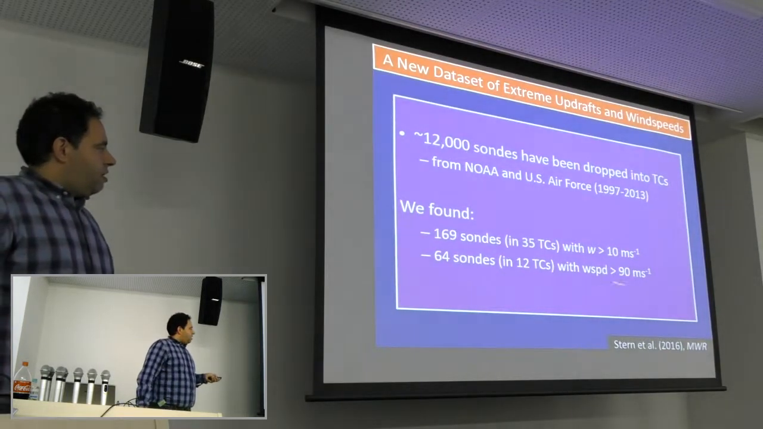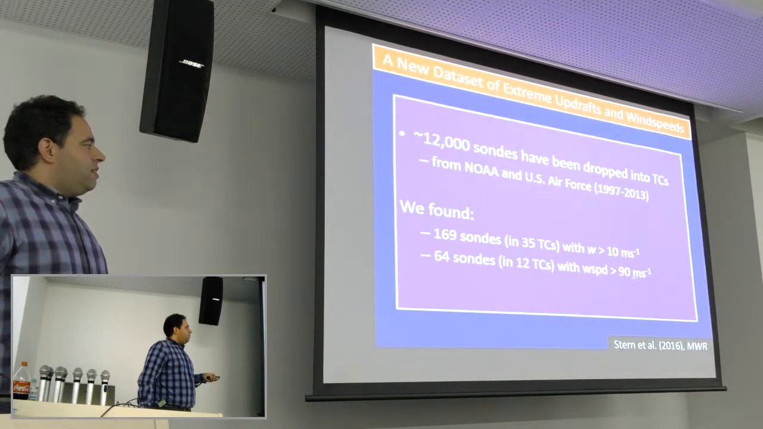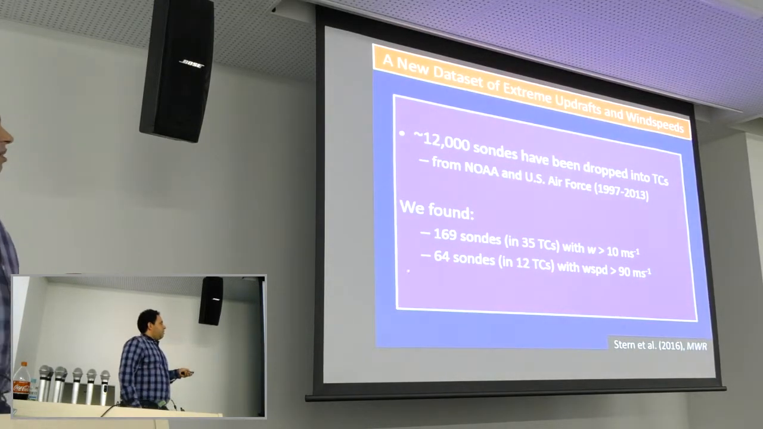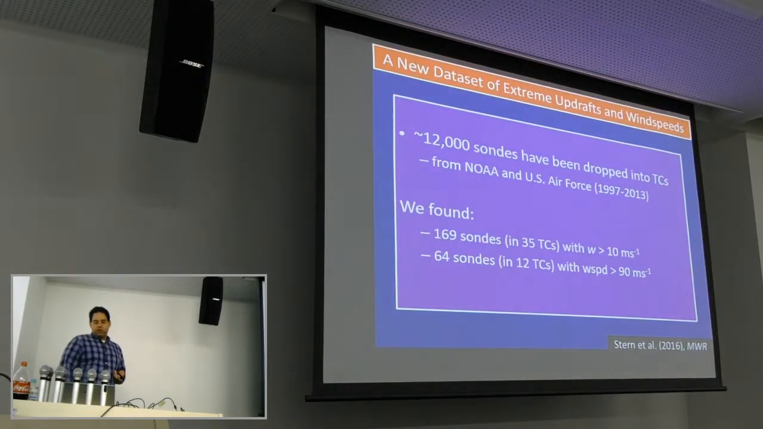And then I chose the threshold of wind speed of greater than 90 meters per second, and there are 64 sondes in 12 tropical cyclones with those wind speeds. And that's through 2013. There's been more in the last few years because there's been several very intense tropical cyclones.